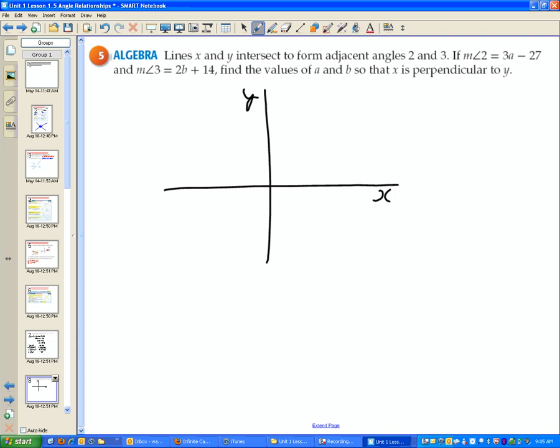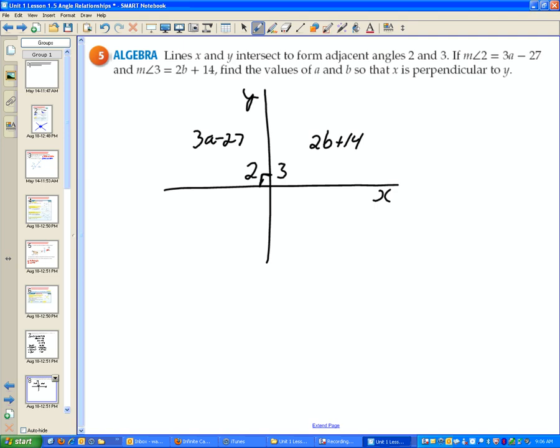All right, so we form adjacent angles 2 and 3. So just randomly pick one of them to be angle 2, but now I can't randomly decide which one is angle 3. Angle 3 has to be adjacent to angle 2. So there's 2 places it can go. I'm going to put it there. Okay? The measure of angle 2 equals 3a minus 27. The measure of angle 3 equals 2b plus 14. Find the values of a and b so that x is perpendicular to y. X perpendicular to y. I could use that little symbol, couldn't I?